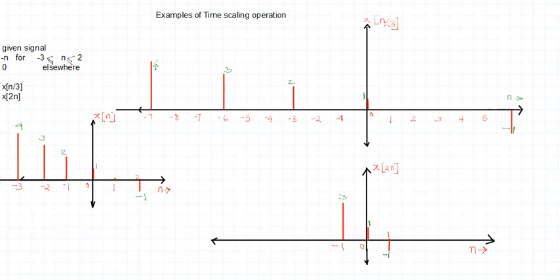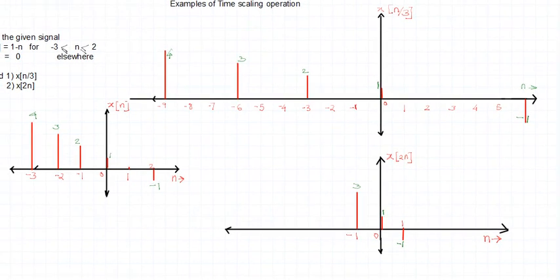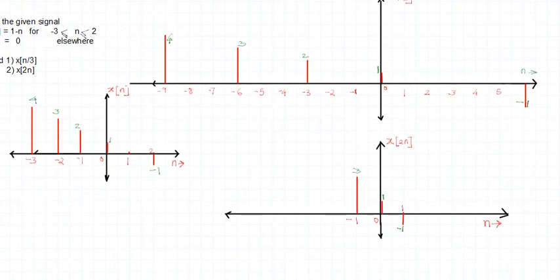Now let us go for the next. What has been asked to you? In the next case, you have been asked to do x of 2n. You have to find this operation x of 2n. So x of 2n means it's a scaling. What is the scaling factor? Scaling factor is 2. A is greater than 1. It means that it is going to result in signal compression. You are compressing the signal by a factor of 2. So compression means you should divide the base by 2 to obtain the compressed signal.